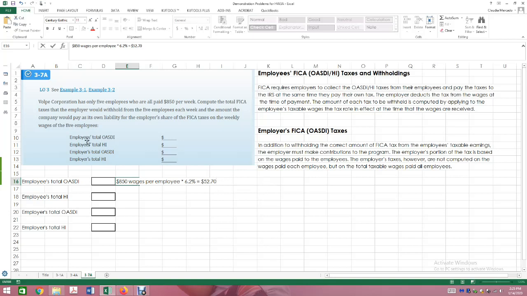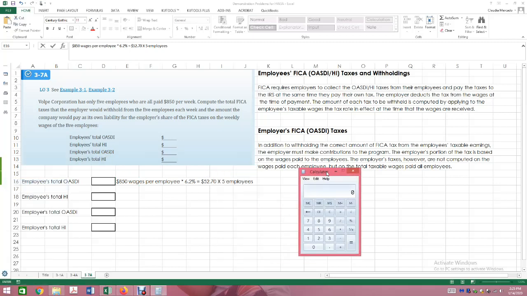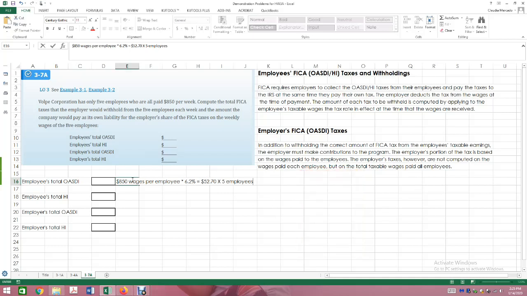Now, they're asking you to get the total for the 5 employees. How much are we going to deduct from all 5 employees? Well, I'm going to multiply that by 5 employees. 52.70 times 5 gives me $263.50. That is the total that is going to be deducted from the employees.